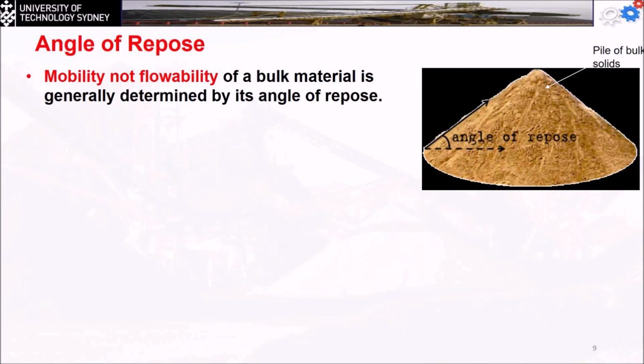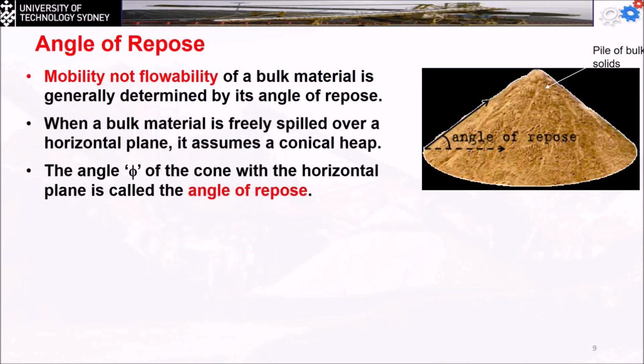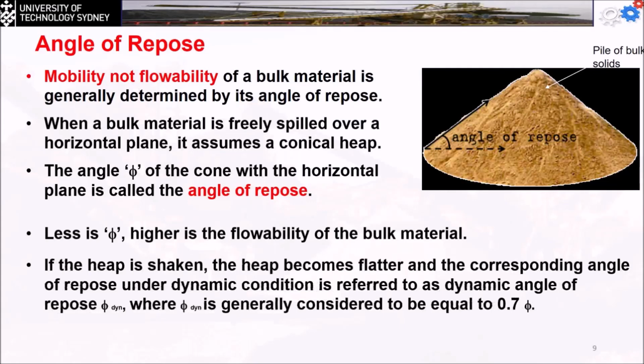When the bulk material is freely spilled over the horizontal plane, it's assumed to form a conical heap, and the angle phi of the cone with the horizontal plane is called the angle of repose. The lower phi is, the higher the flowability of the bulk material. If the heap is shaken, the heap becomes flatter, and the corresponding angle of repose under dynamic conditions is referred to as the dynamic angle of repose, phi dynamic, which is generally considered to be equal to 0.7 of the actual angle of repose.